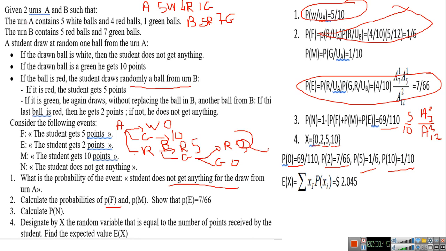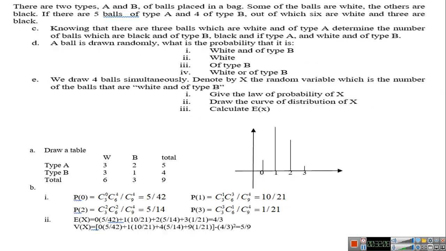It was P of 10, 1 over 10, which is M, and the expected value will be 0 times 69 over 110 plus 2 times 7 over 66 plus 5 times 1 over 6 plus 10 times 1 over 10, so it's $2.045. So if you want to play this game, you expect to gain 2.045 dollars.